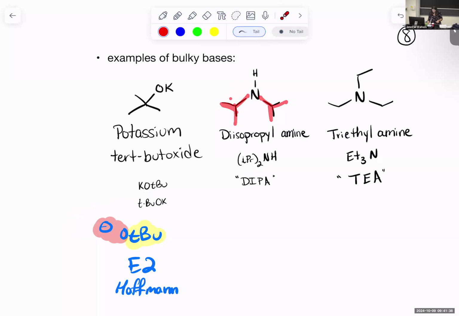You get the 2 diisopropyl, so di meaning 2, iso meaning that Y shape, propyl meaning 3 carbons, amine meaning it's attached to a hydrogen, so diisopropylamine or DIPA, or triethylamine, so tri meaning 3, eth meaning 2, yl meaning substituents, so I have 3 2-carbon substituents coming off of my amine, off my nitrogen. So that's sometimes abbreviated TEA, is triethylamine. So these are our bulky bases. They're really sterically encumbered bases.